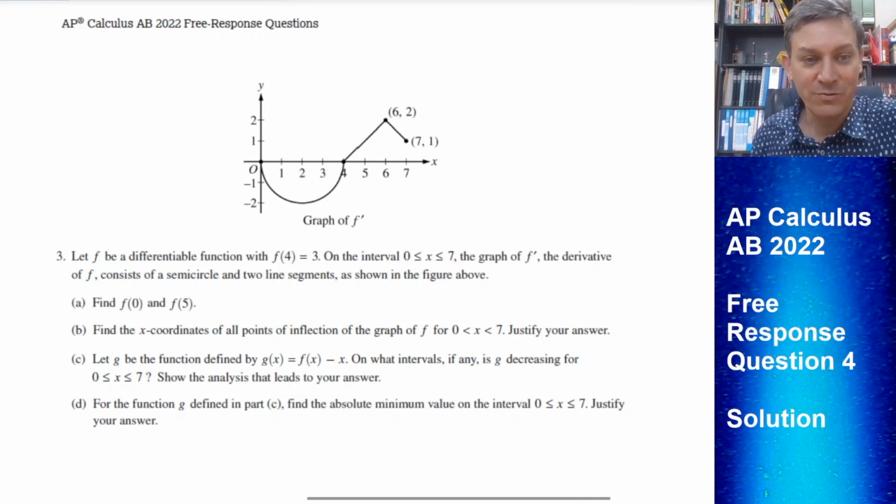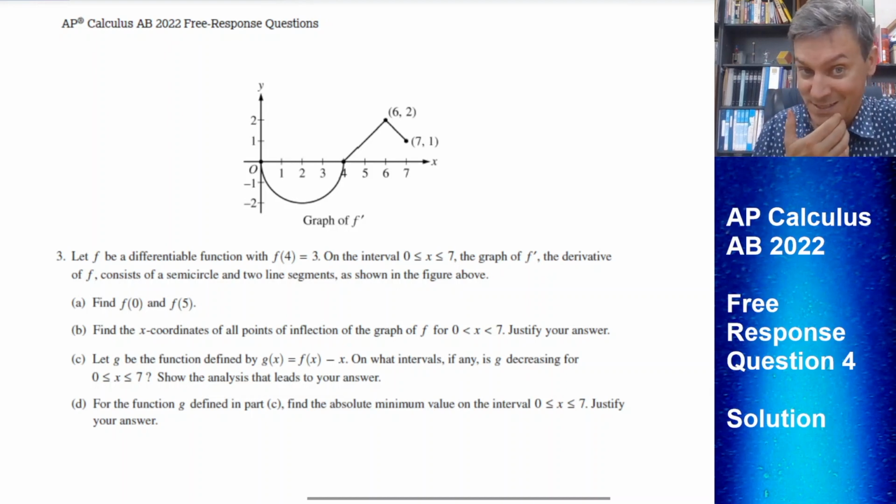Let f be a differentiable function with f of 4 equal to 3. On the interval between 0 and 7, the graph of f prime, the derivative of f, consists of a semicircle and two line segments as shown in the figure above. Okay, so we have a semicircle between 0 and 4, and then a line segment between 4 and 6, and a line segment between 6 and 7.